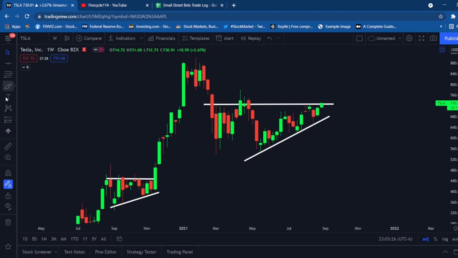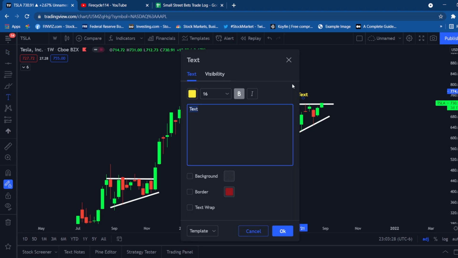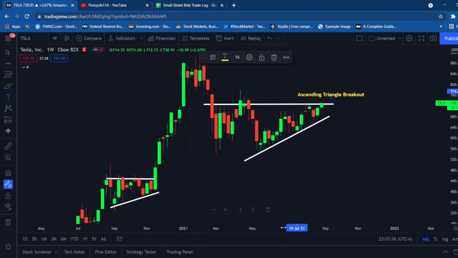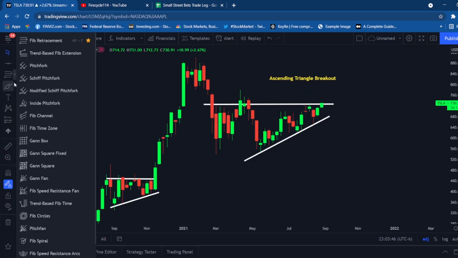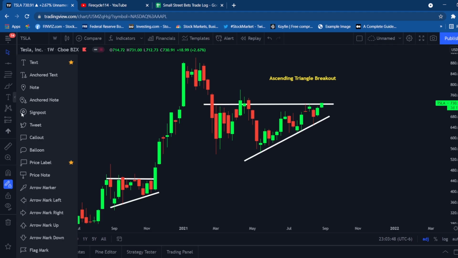Why am I bullish on Tesla? Well, patterns, again, psychological patterns, ascending triangle breakout. Okay, take notes. Why am I bullish on Tesla? The main point is ascending triangle breakout. What is an ascending triangle? Well, it looks like this triangle. The key thing is that we are making higher highs.